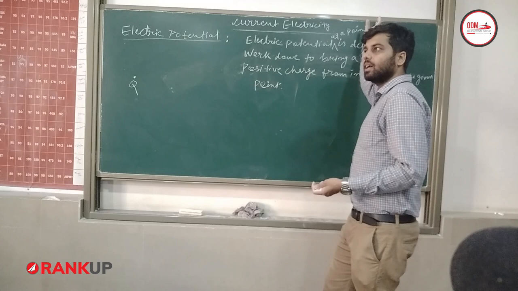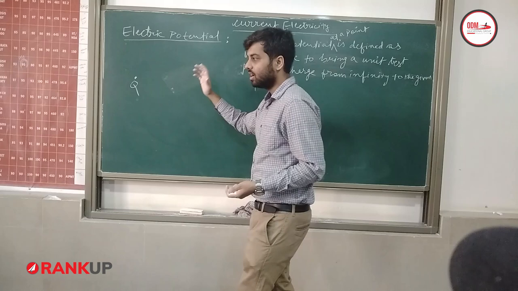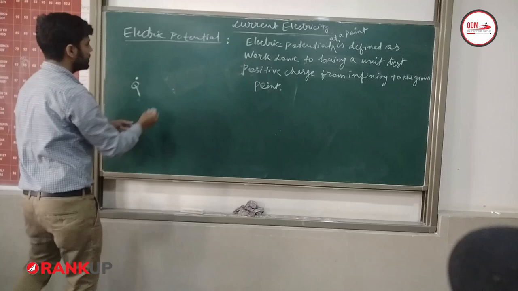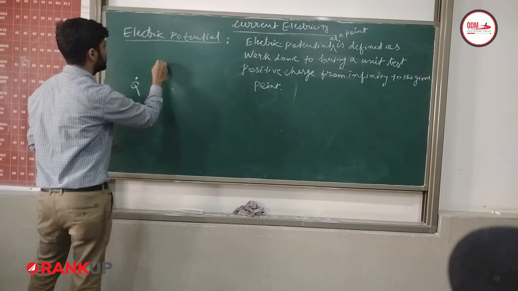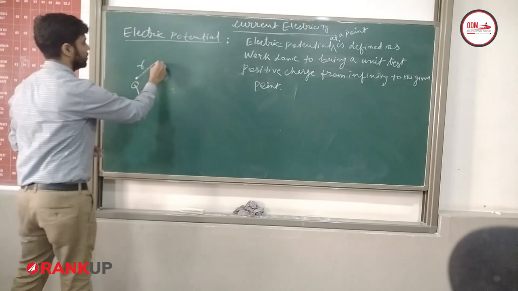But as we bring it from infinity to this point, coming closer, it will experience more and more force. So we will have to do more and more work. Suppose at this point we need to find the electric potential. What do we need to do? Suppose the distance is r, and we have the charge q.